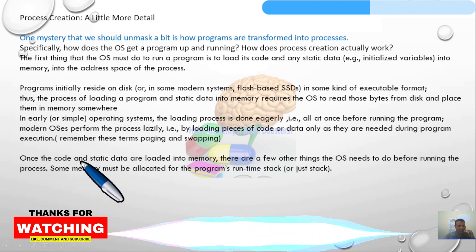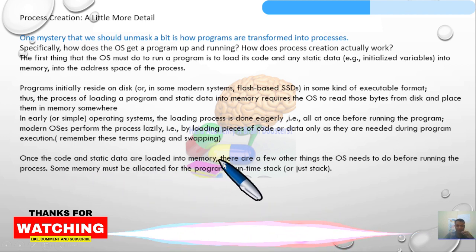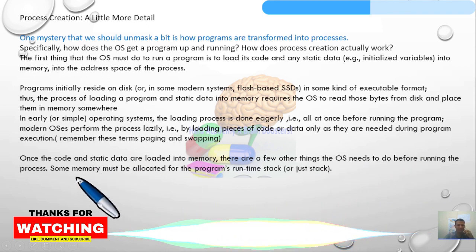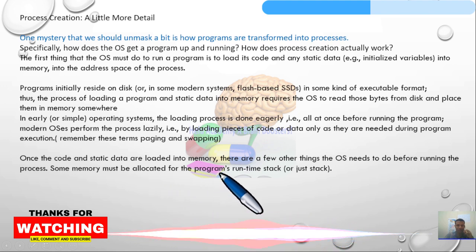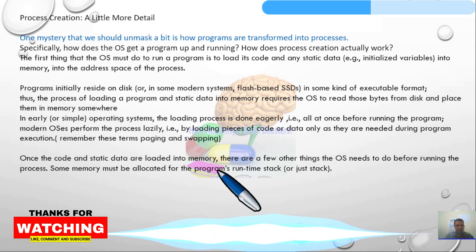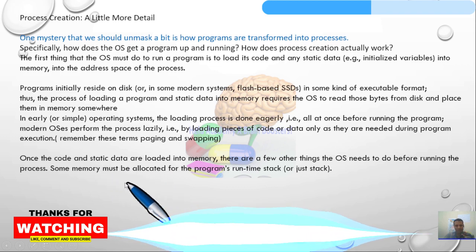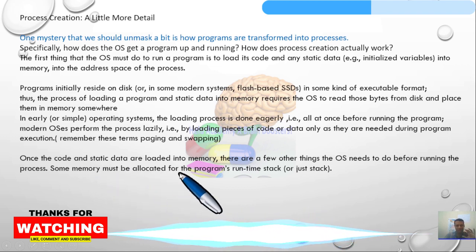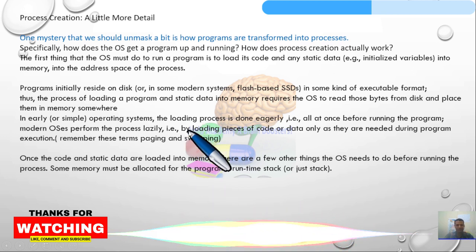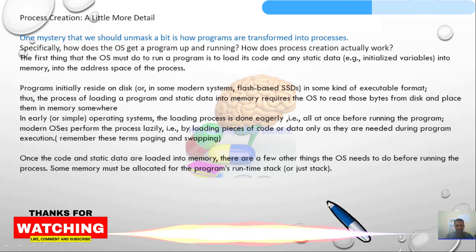Once the code and the static data are loaded into the memory, there are a few other things the operating system needs to do before running the process. Some memory must be allocated for the program's runtime stack. We have two types of allocation, static and dynamic. When we are using the stack, the memory should be allocated. But if we need any additional memory in the process, then we use malloc, the dynamic memory allocation API.